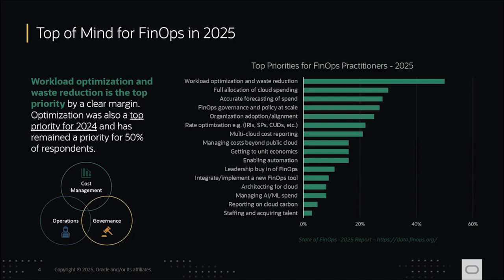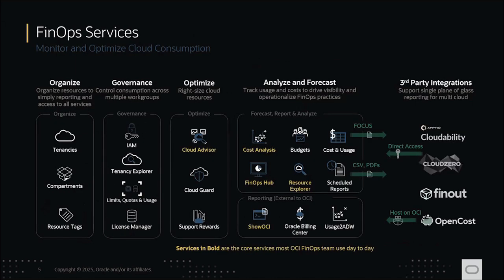Thank you, Andrew. I'm happy to see especially those top three, and that's hopefully going to be a theme through the different tools and services we show you today. Workload optimization, full allocation of cloud spending, and trying to figure out what your forecast is and how to forecast spending accurately. Those are some things I'm going to try to highlight today with the different tools, processes and services we provide in OCI. Within OCI, we've got multiple different tools that someone in operations or FinOps would likely use to achieve those goals and address those concerns we had on the previous slide.